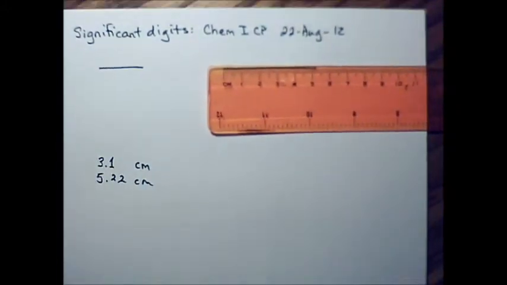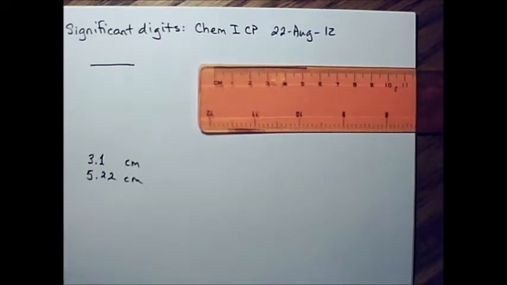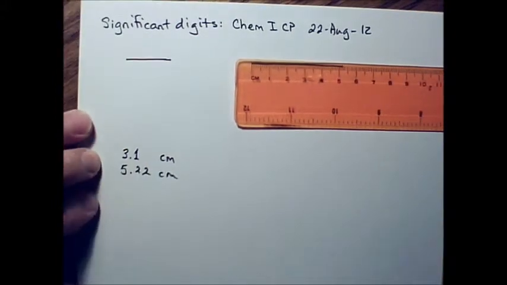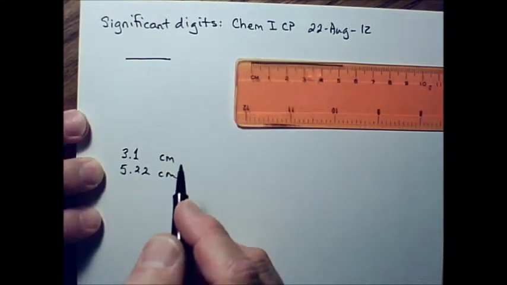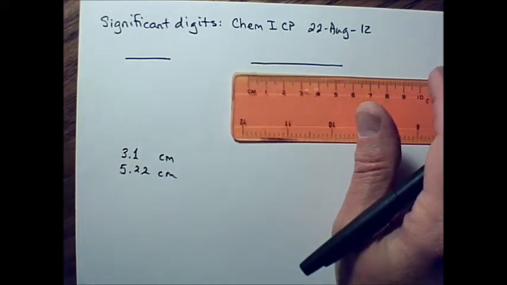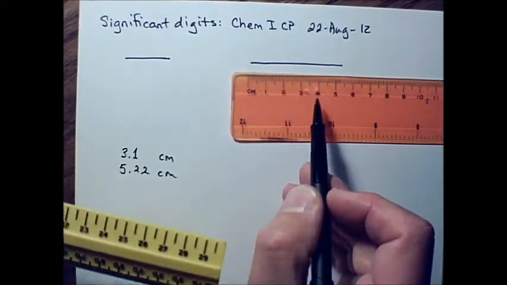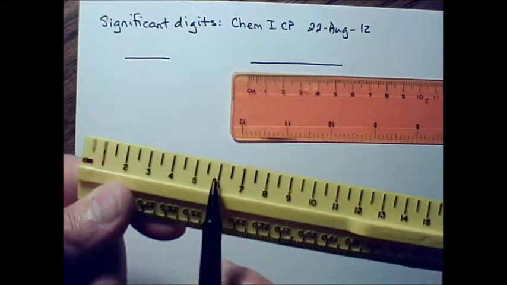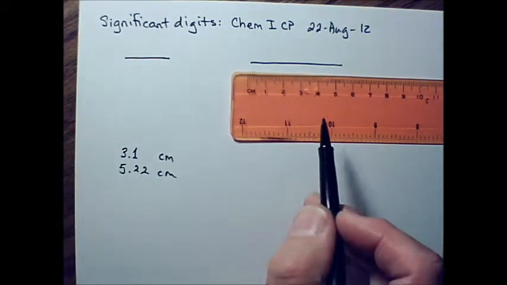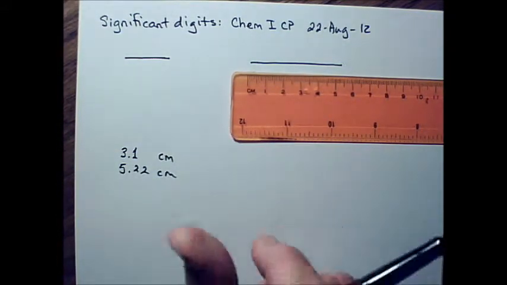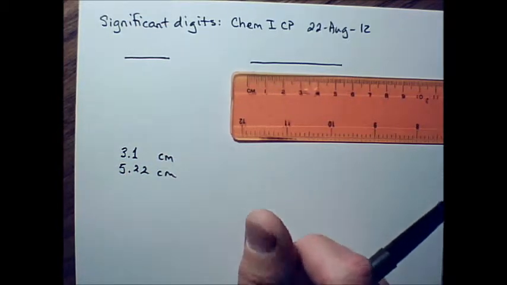Okay, and refocus my little document camera here. All right, 5.22 centimeters. Now remember, our two devices had a different degree of precision. This device was more precise than this one was. It's more precise because it can measure to a finer measurement. Does that make sense? All right.